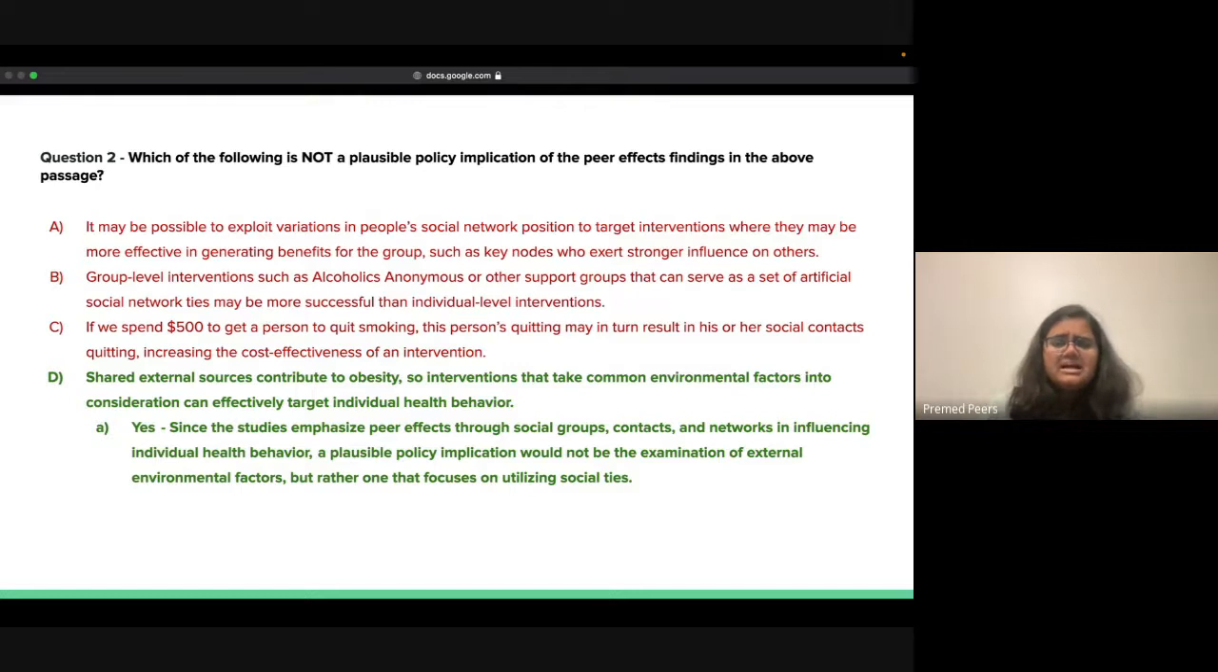And so a plausible policy implication from these findings would not involve examining external environmental factors, but it would rather focus on utilizing social ties. And all three other options involve using social ties to make a determination. And so that's why D is the incorrect but correct answer for this question. So sorry if that didn't make sense, but it's not a plausible policy implication, but it's the correct answer for this question.